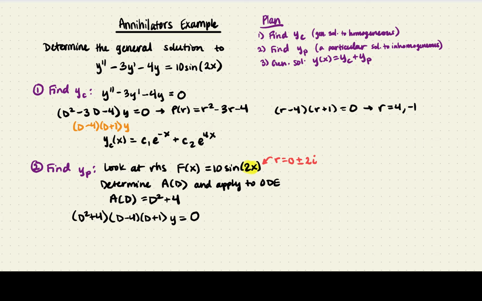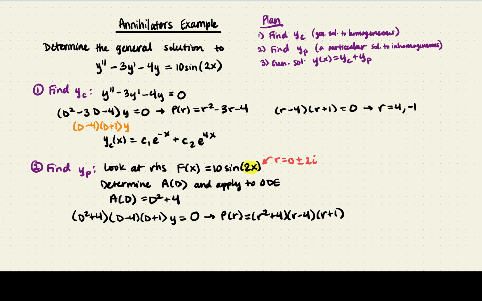Now I have this new homogeneous differential equation, and I can solve homogeneous differential equations. So let's write down the general solution to this new problem. To do that, I would need the auxiliary polynomial, which is (r squared plus 4)(r minus 4)(r plus 1).